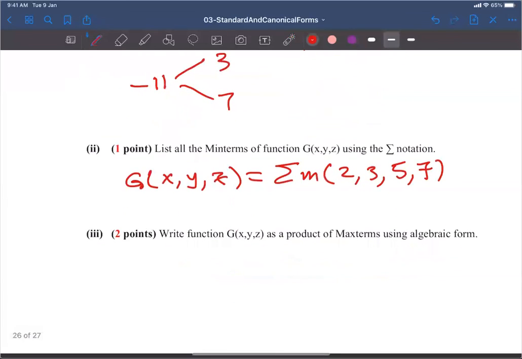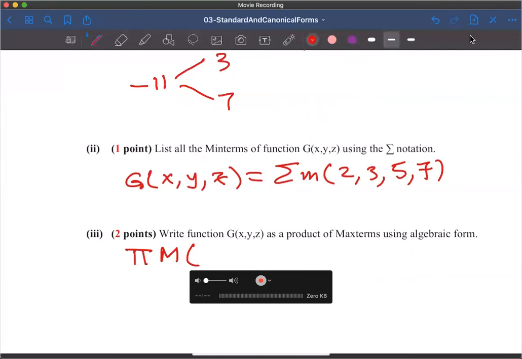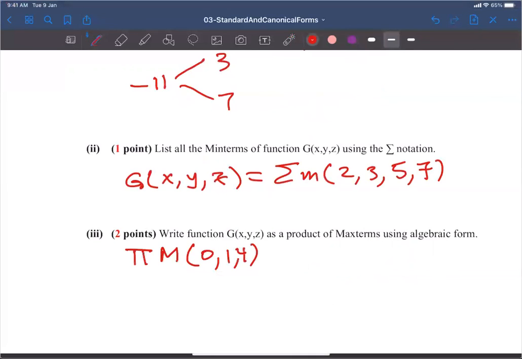What about the second one? First of all, I need to find the indices of max terms. What are the indices? Pi of, what are the indices? Who can tell me? I have probably an answer in the chat. 0, we have 0, 1, 4. Do you agree, guys? These are the missing indices indeed.